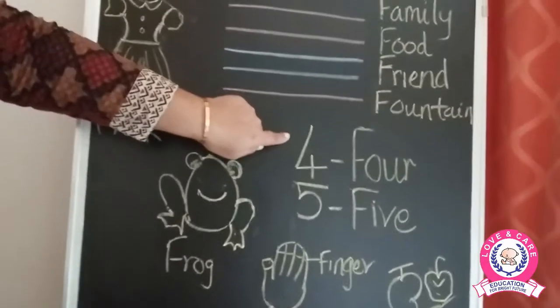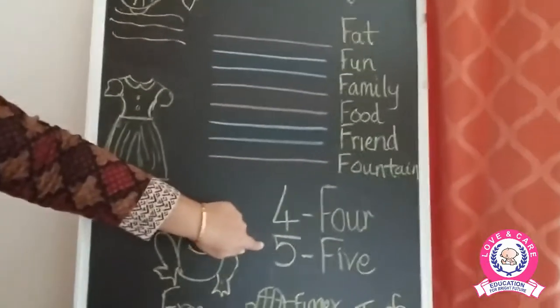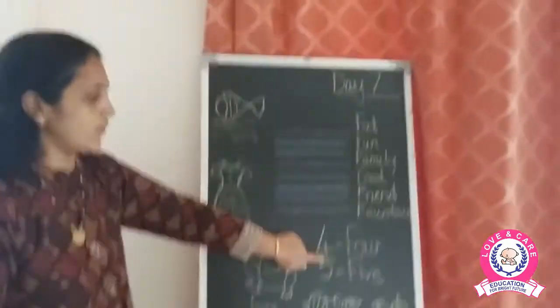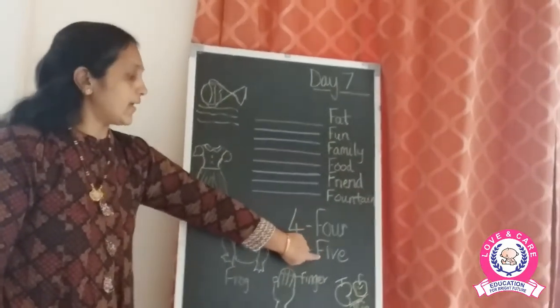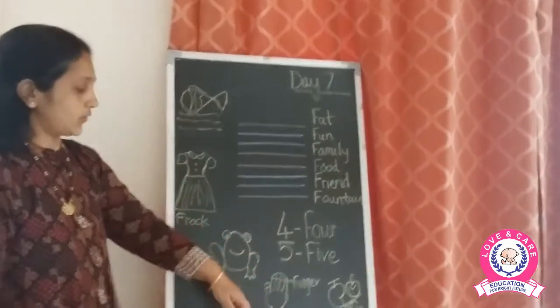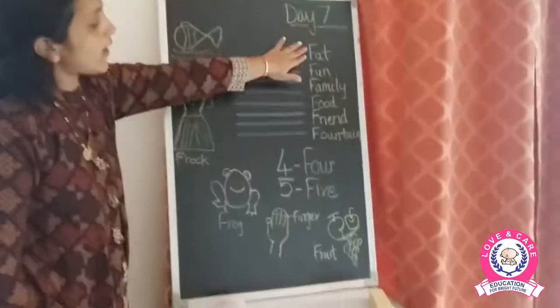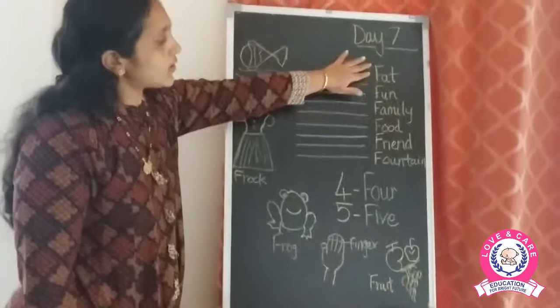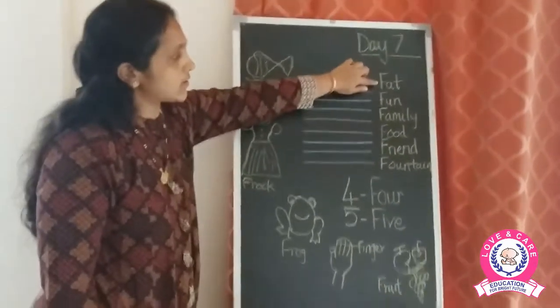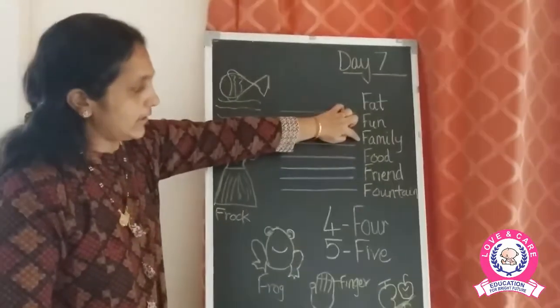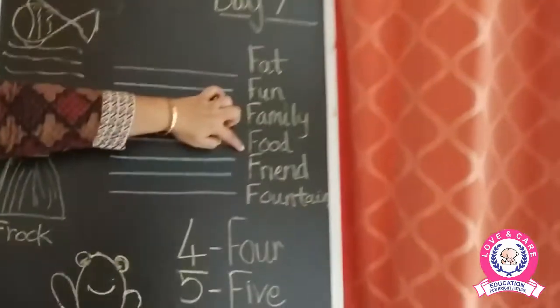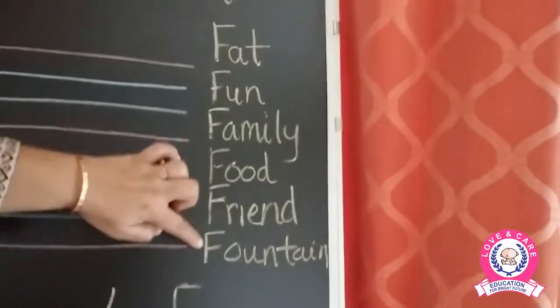Now number 4 and number 5, when we write the number notation of 4 and 5, it starts with the letter F. 4 and 5 का जो spelling है वो letter F से start होता है. Now I have written some more words also that start with the letter F, that is fat, fun, family, food, friends, fountain.